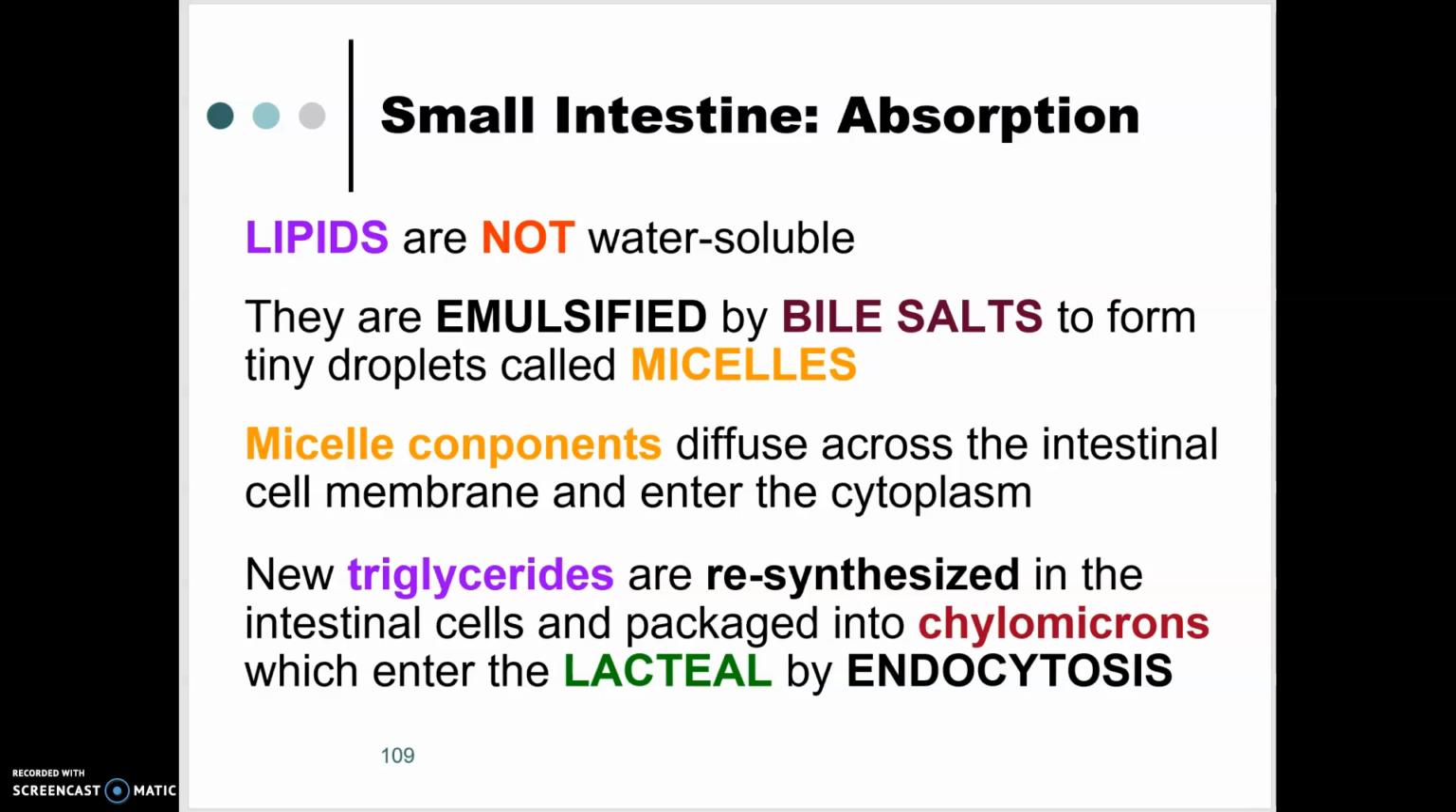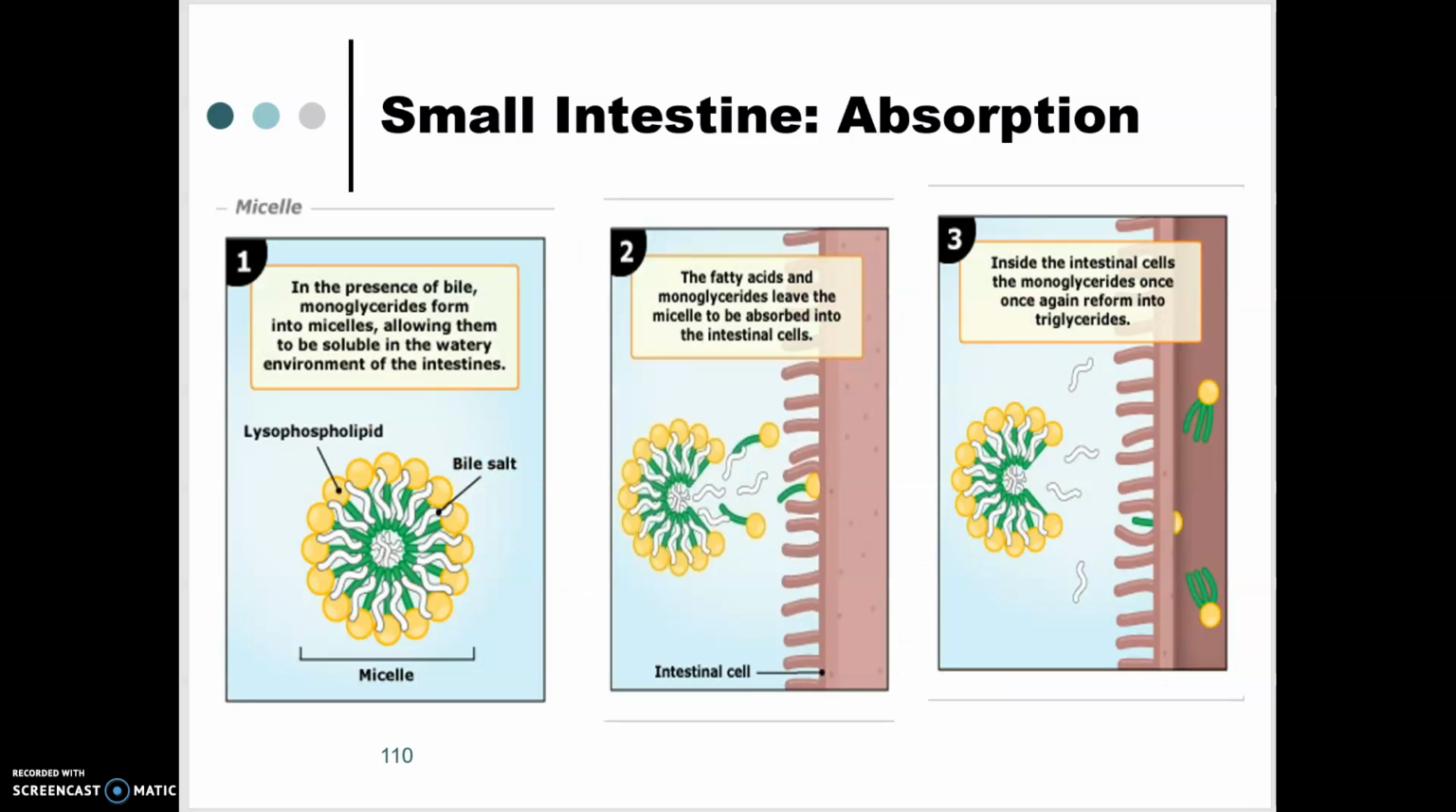But what happens is the components of the lipids, they'll get resynthesized, they'll change back into larger molecules once they get into the intestinal cells. So once they do that, they're packaged into these molecules called chylomicrons, and then those chylomicrons will enter into the lacteal by endocytosis. So here's a look at it here.